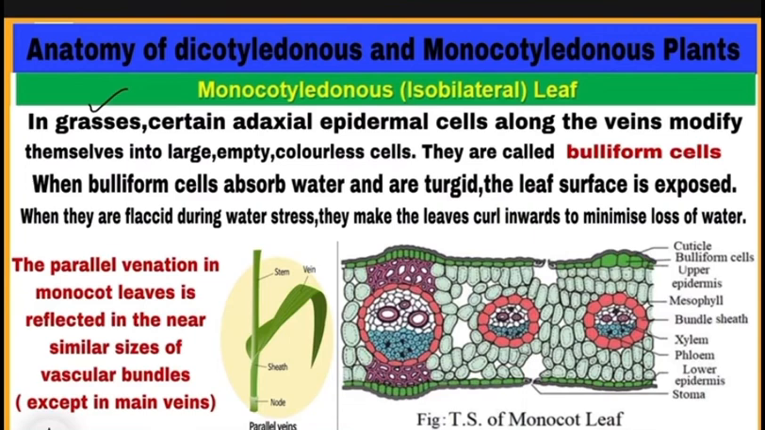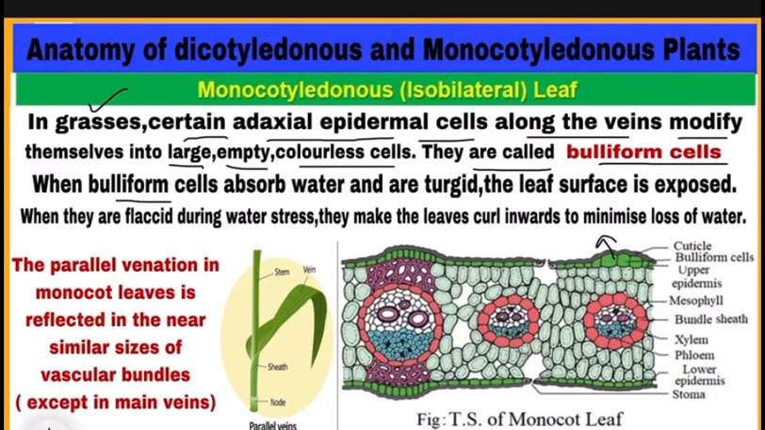Also in grasses, certain adaxial epidermal cells along the veins modify themselves into large, empty, colorless cells and they are called bulliform cells. See the diagram. These are bulliform cells. They are present along the veins on the adaxial epidermis. They are large, empty and colorless cells.